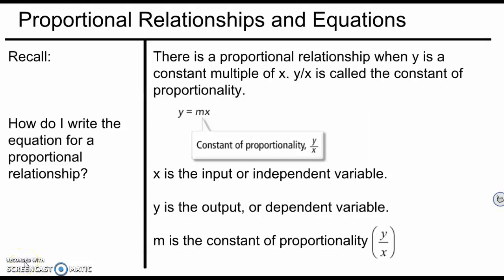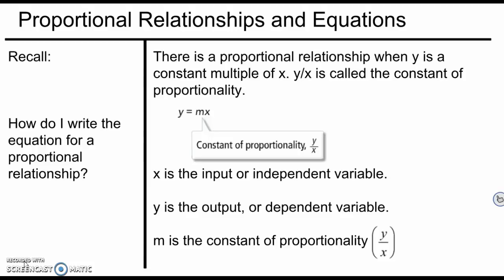Now let's talk about proportional relationships and equations. Recall, there's a proportional relationship when y is a constant multiple of x. Y over x is called the constant of proportionality. In the equation y equals mx, m is the constant of proportionality. It is the ratio of y over x. That is how we write the equation for a proportional relationship.